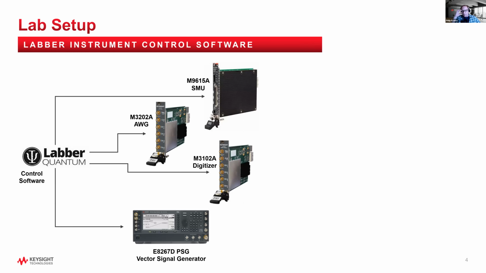The way this works is around the Labber instrument control software. We use Labber to orchestrate the measurement, connecting it to the different instruments that you have. So you have an AWG, SMU, digitizer, and a vector signal generator here. Out of these instruments, I can mention that the signal generator is a bit overkill for this application. It's a fairly expensive and big instrument. You don't need this sophisticated signal generator for this.